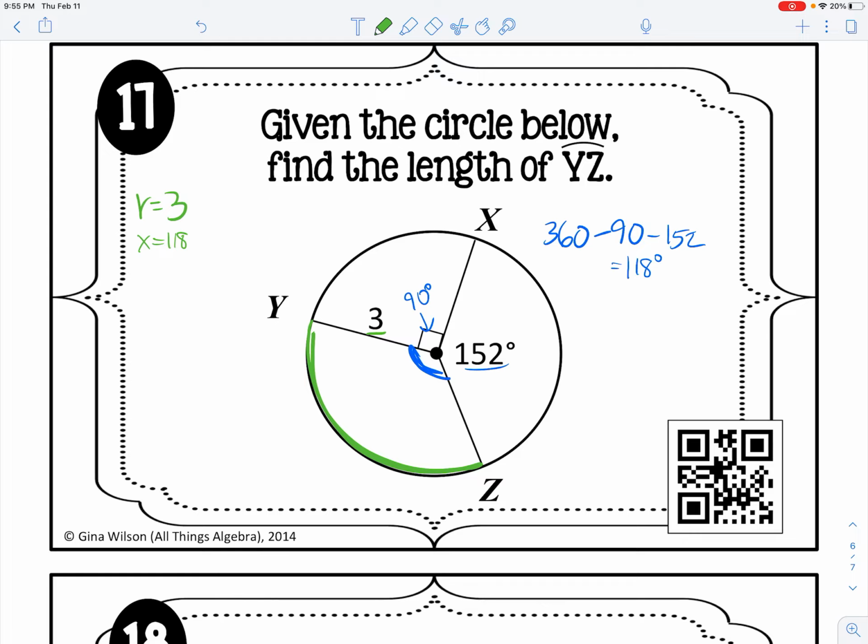Okay, so now we know the radius, we know the angle, we're good to start. So circumference, 2 times pi times r, and I get about 18.8. Let's see, let's do our arc length then. Our angle times our circumference, over 360. Okay, we plug those in, and I get about 6.1, 6.2-ish. Okay, depending on your rounding there.